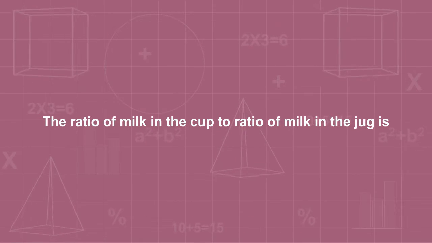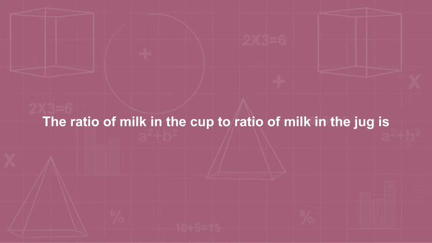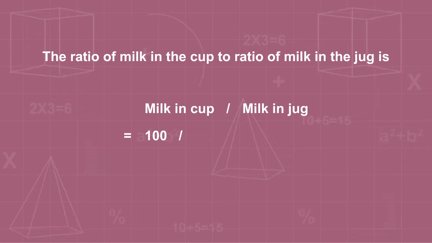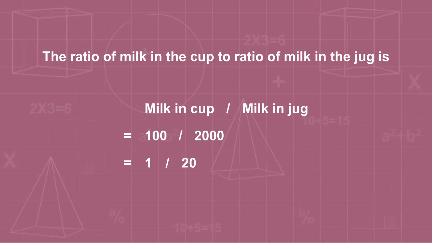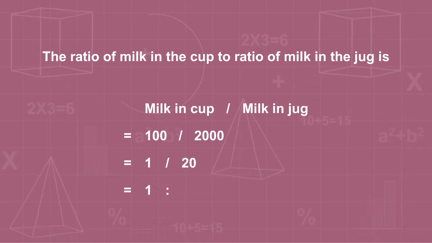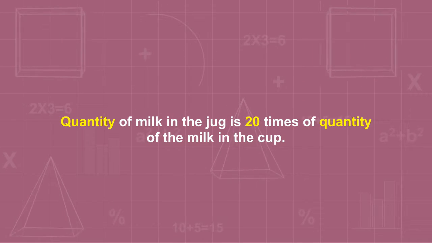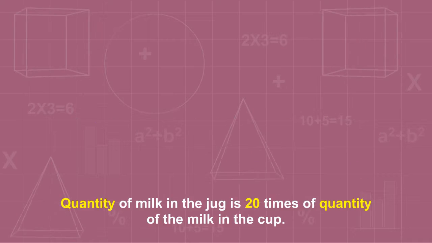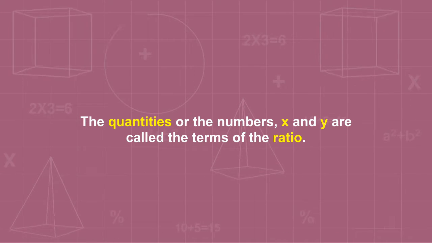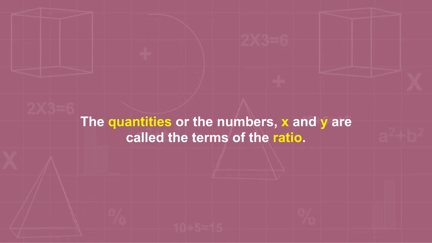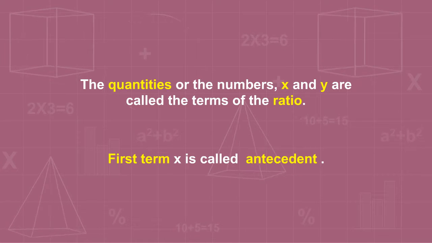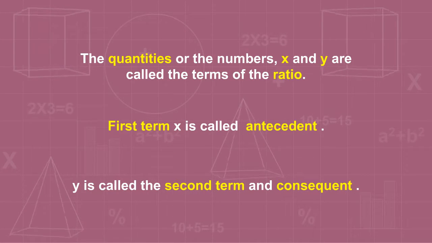Milk in jug is equal to 2 liters is equal to 2 into 1000 milliliters is equal to 2000 milliliters. The ratio of milk in the cup to milk in the jug is milk in cup by milk in jug is equal to 100 by 2000 is equal to 1/20 is equal to 1:20. Quantity of milk in the jug is 20 times of quantity of milk in the cup. In the ratio x is to y, the quantities or the numbers x and y are called the terms of the ratio. First term x is called antecedent and y is called the second term and consequent.